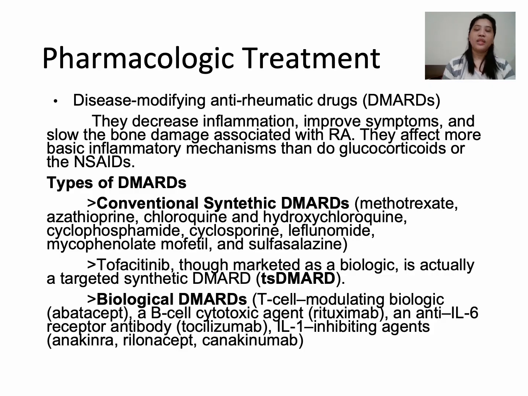And now let's discuss the pharmacologic treatment. With regards to the pharmacologic treatments, the most common is the use of DMARDs or disease-modifying anti-rheumatic drugs. They decrease inflammation, improve symptoms, and slow the bone damage associated with rheumatoid arthritis. They affect more basic inflammatory mechanisms than do glucocorticoids and NSAIDs. The types of DMARDs are the following: conventional synthetic DMARDs, targeted synthetic DMARDs, and biological DMARDs. I will discuss more of them in the next slides.